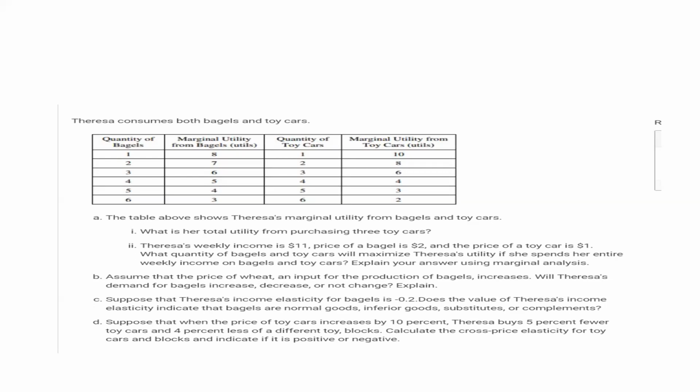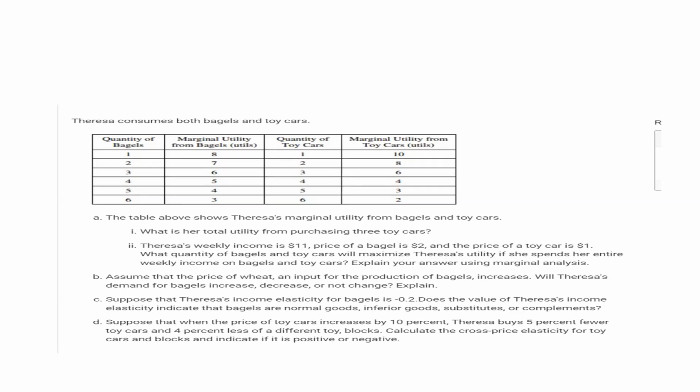The total. What's the first thing? What's the total utility from purchasing two toy cars? 24. You just add 10 and 8, the marginal utilities. 10 plus 8 is 18, plus 6 is 24. So it's 24 for the cars. All right. Teresa's weekly income is 11. The price of a bagel is $2, and the toy cars are $1.